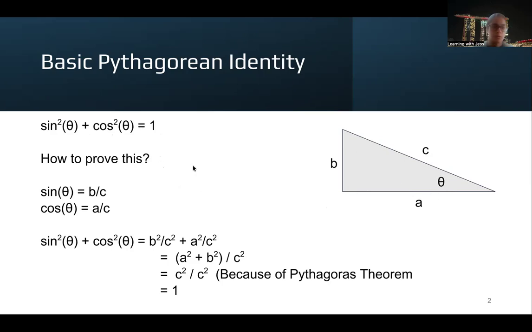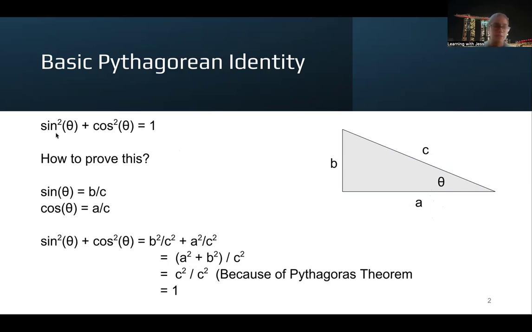First of all, we're going to find the sine of theta. And basically, if you don't remember what sine of any angle is, it's opposite over hypotenuse. So for sine, it would be B over C. Now we're going to find the cos of theta. If you don't remember what that is, it's adjacent over hypotenuse. So that would be A over C.